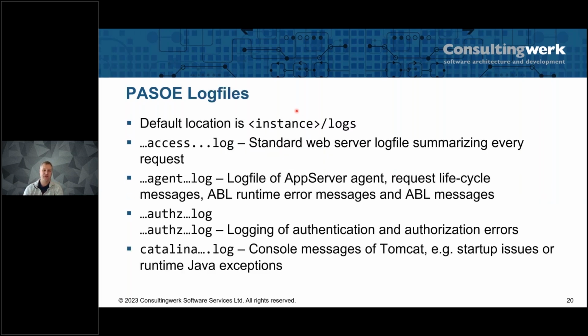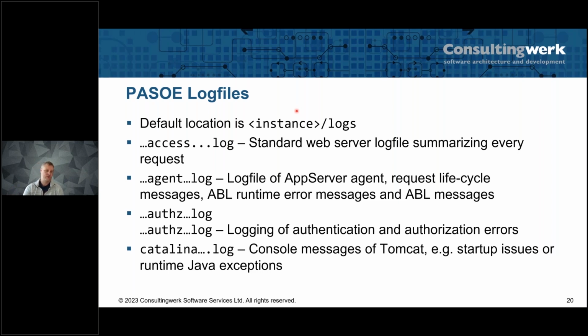We can also look at log files. If you've worked with PAS, you know that there are many logs. You also know that they can get extremely verbose. The default location for them is in the instance's logs directory. So there's an access log that says, here's a request. That's kind of handy because it says what the HTTP request is, how long it took, and what the status code was. So that's useful for knowing this request took so long. That has a URL in it rather than a Progress class name or procedure name.